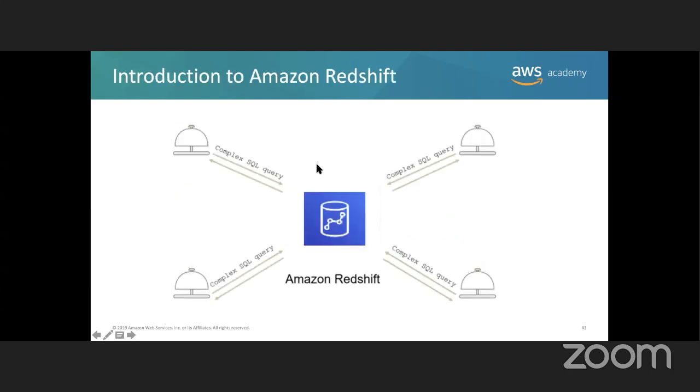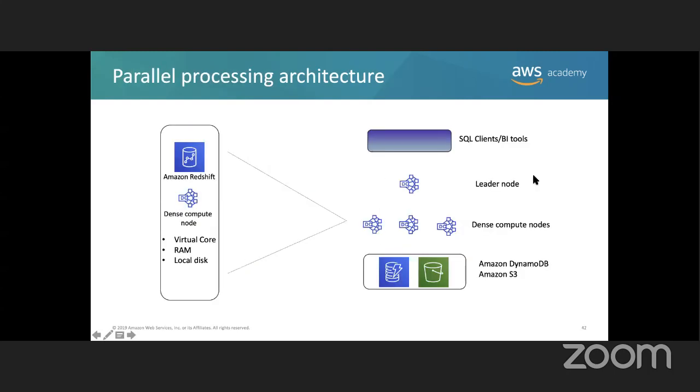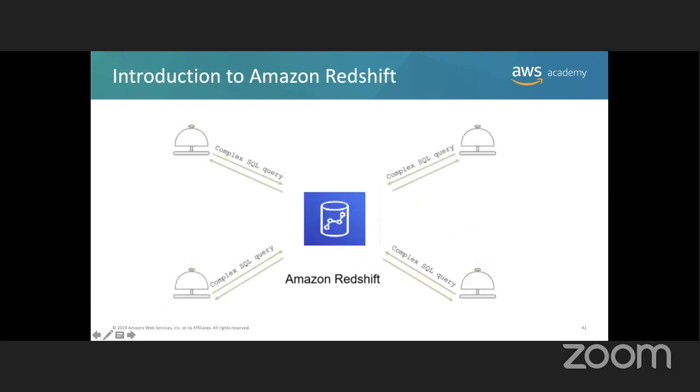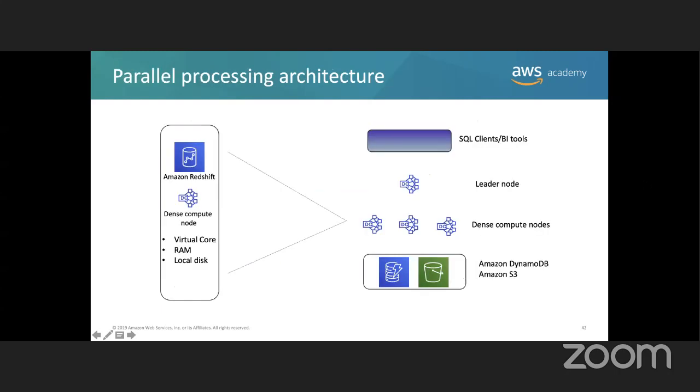It parses and develops execution plans to carry out database operations. Specifically, the series of steps that are needed to obtain results for complex queries. So the leader node compiles code for individual elements of the execution plan and assigns the code to individual compute nodes. The compute nodes execute the compiled code and send intermediate results back to the leader node for final aggregation.